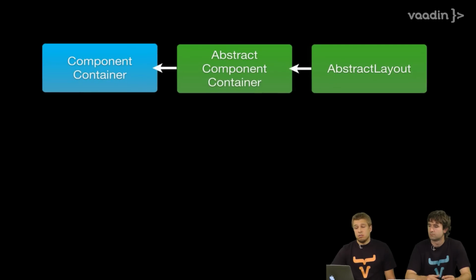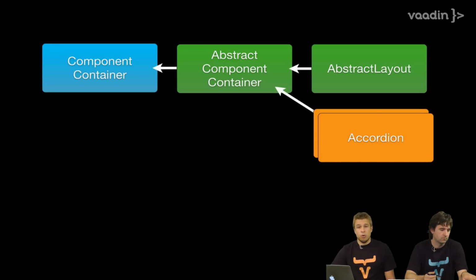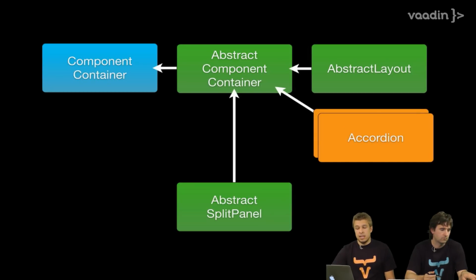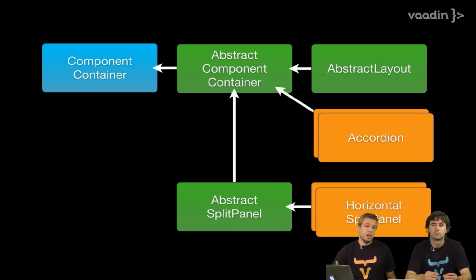These are, for example, tab sheet and accordion, or different kinds of split panels extended from the abstract split panel class. So vertical and horizontal split panel. If there are still users of Vaadin 6, with Vaadin 6 you had just one split panel component for which you had to specify the actual split orientation, but with Vaadin 7 they've been separated into 2 different components altogether.